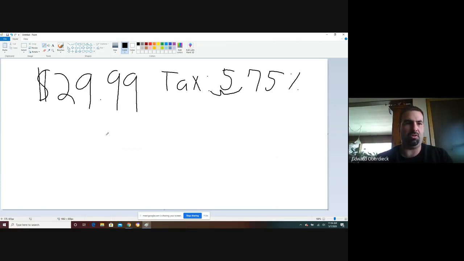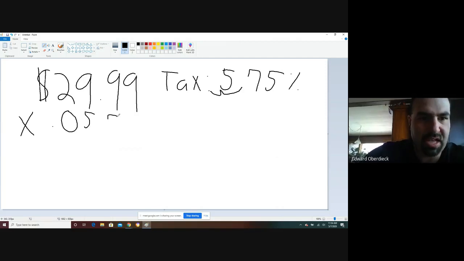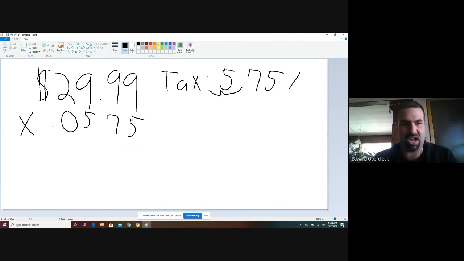So you're going to take your price, and you want to figure out the tax first. You're going to multiply the price by 0.0575. Now, for time purposes, I'm going to actually use the calculator to save time.